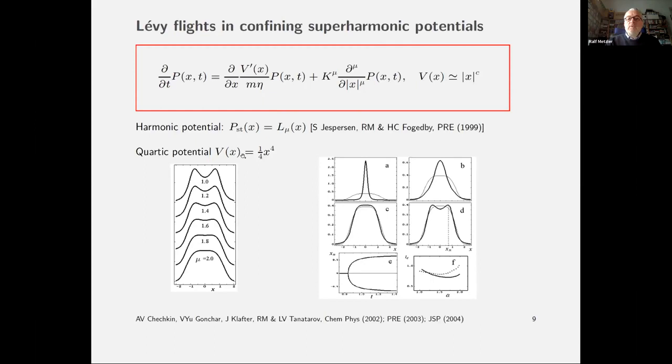What happens when we go to a steeper than harmonic potential? Let's say we have a quartic potential. This is work we did with Alexei Chechkin, Vsevolod Gonchar, and the old grandmaster of Kharkov, Leonid Tanatarov. And what we saw was actually something very surprising. When we vary the mu, the Levy index, we can actually create multimodal states. So when mu is 2, this is the Gaussian process, this is just the Boltzmann distribution for a quartic potential.